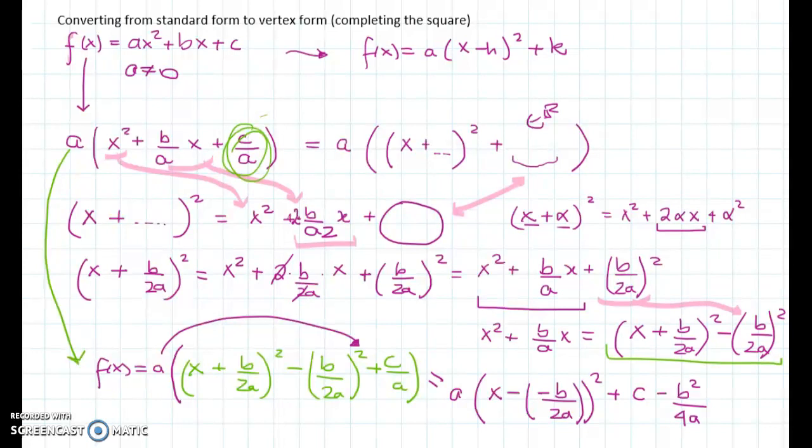So that means that this negative b over 2a, that's my value for h. And that's good because we say that h has to be the one that gives us x equals h, the axis of symmetry, and we know that in the standard form the axis of symmetry is x equals minus b over 2a, so good, that's what we know. And then this over here is the value of k for our vertex form.